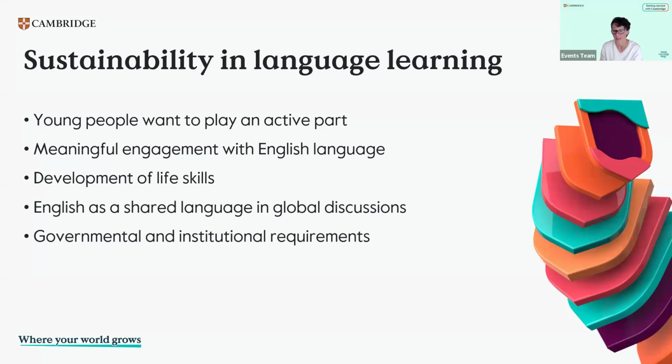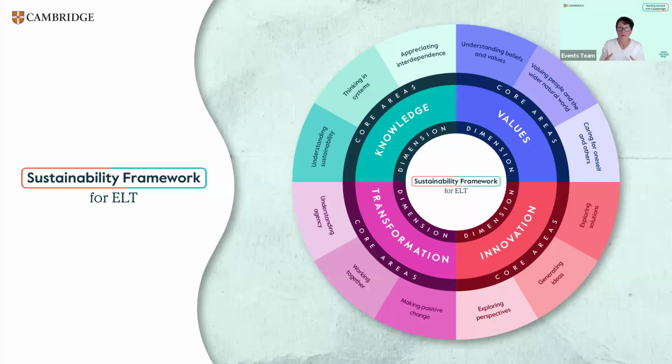And last but definitely not least, increasingly governments and institutions are requiring sustainability to be embedded within the wider curriculum. So at Cambridge, we love frameworks, and we have developed a framework for sustainability skills to help teachers better understand the skills that learners need. Having a framework is one thing, but you might be thinking, what does that mean for me as a teacher? How can I bring this into the classroom with my students?